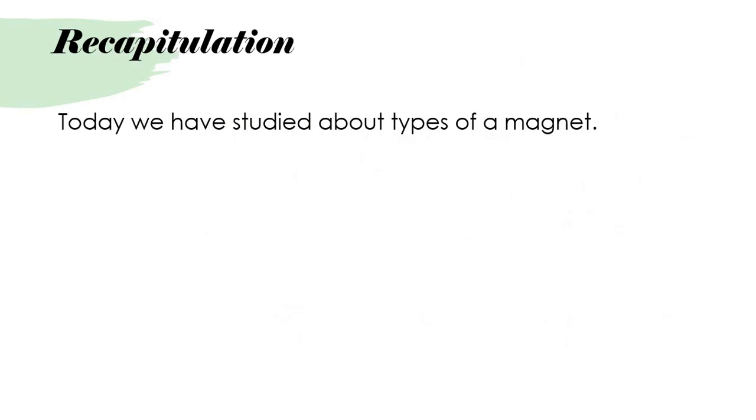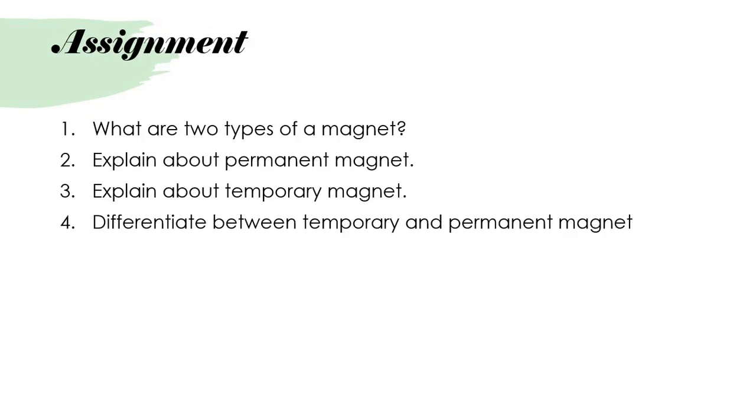So today we have studied about types of magnets, in which we have studied temporary magnet and permanent magnet, how we can make a magnet, and also the differences between both of them. So here are some questions which are based on what we have studied today. I hope all of you are able to solve these questions.